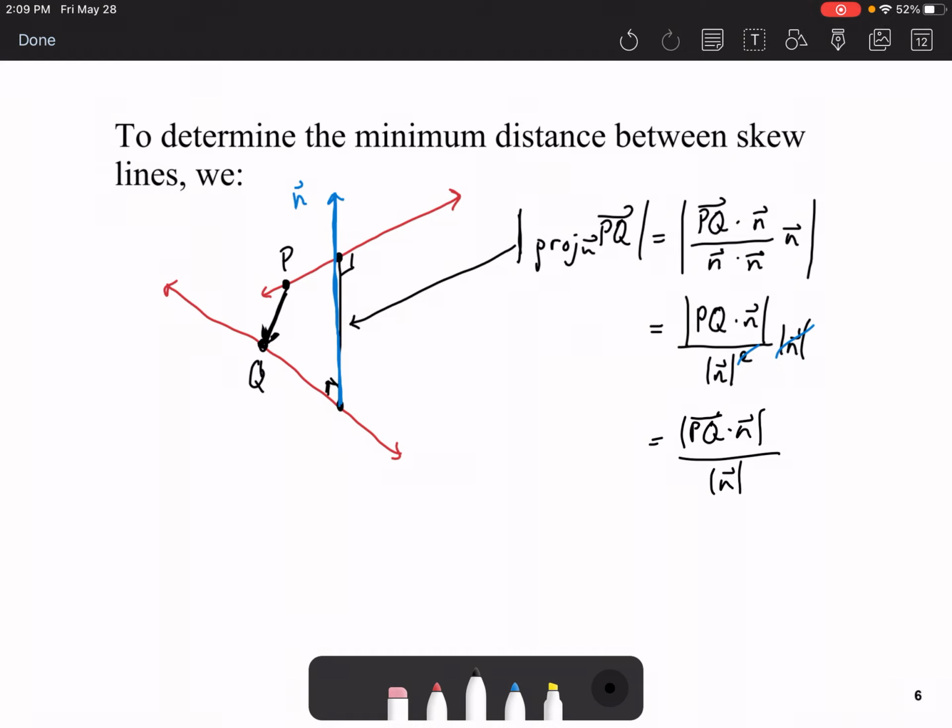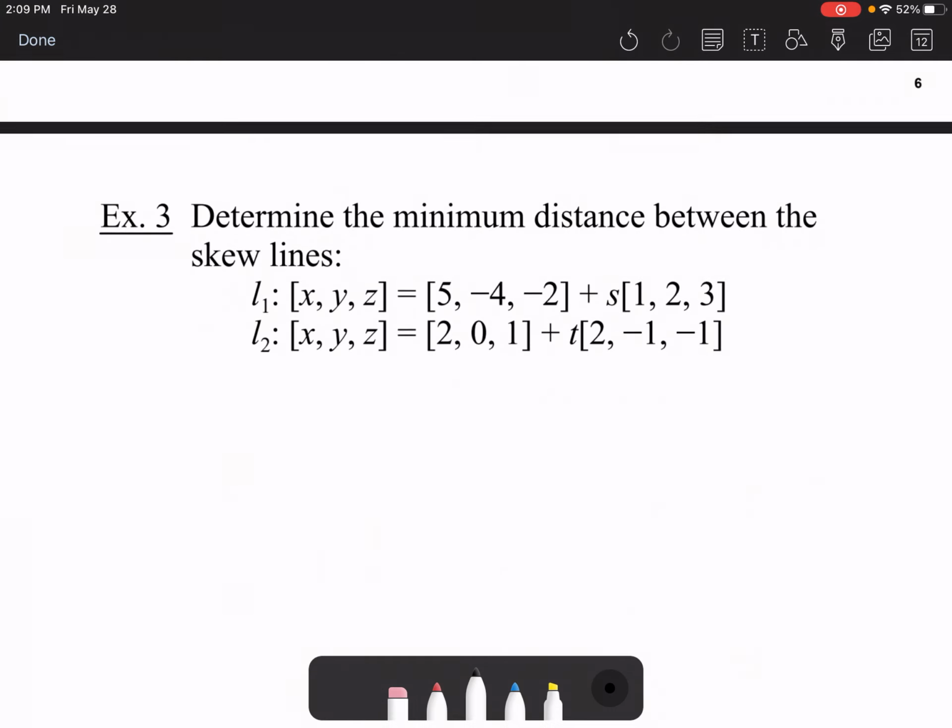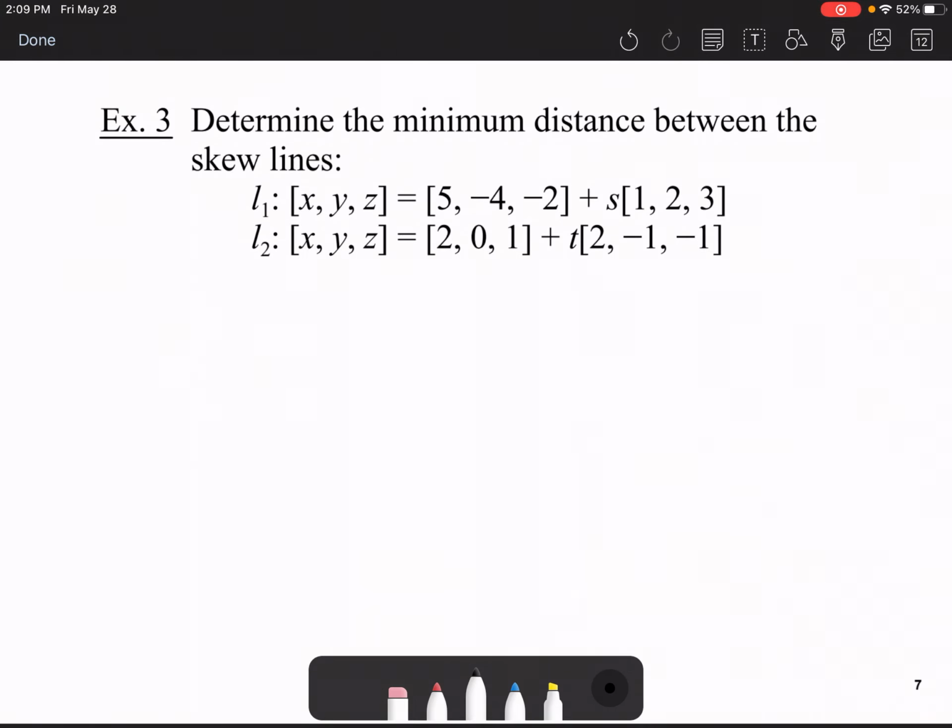Okay, so now let's find the minimum distance between two skew lines. So here we know that these are two skew lines. We're going to find the minimum distance. So first off, we know our directions. We can figure out a normal for this by taking the cross product. Okay, so pause your video and work out your cross product.